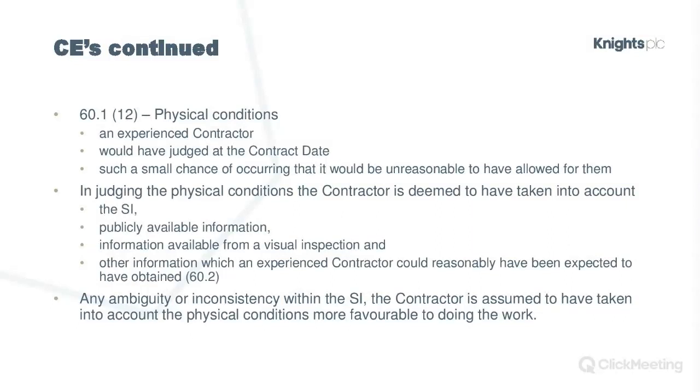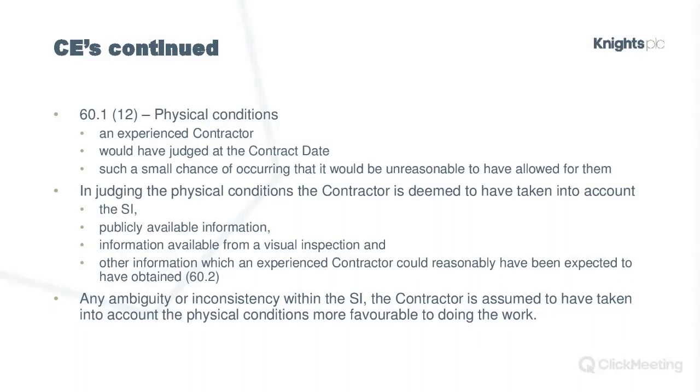So where it says in that first bullet point, would have judged at the contract date that it would have such a small chance of occurring, this can't be you saying, well, I'm a very experienced contractor and I didn't think we'd have any problems with the ground conditions at all. You've got to have made a reasonable value judgment based on the following. So in judging the physical conditions, contractors are deemed to have taken into account the following.